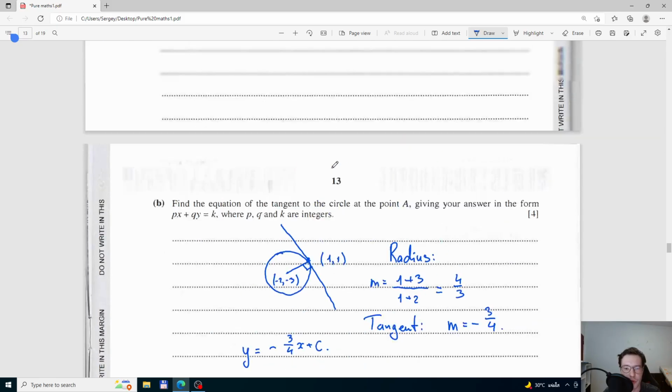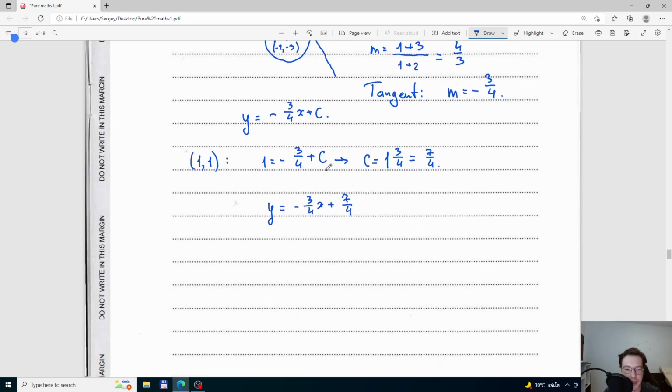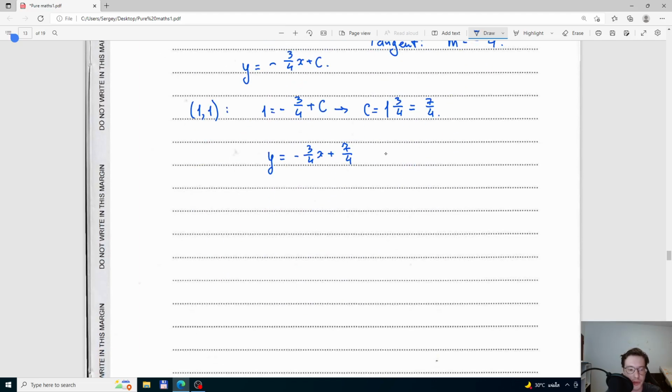Now that's not the form they're asking for, because it should be px plus qy equals k. So I'm going to multiply this by 4 to get 4y equals minus 3x plus 7. Okay, and I'll rearrange it into the form they're asking for. So it's 3x plus 4y equals 7. And I will move on to the next question.